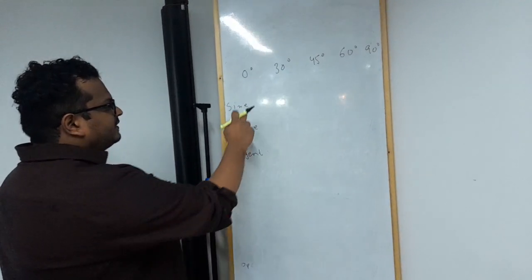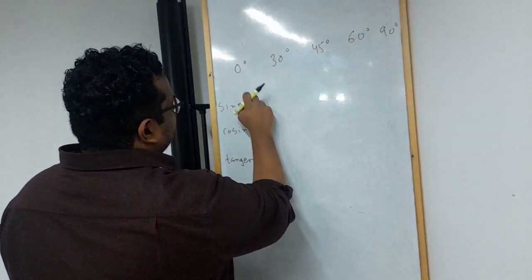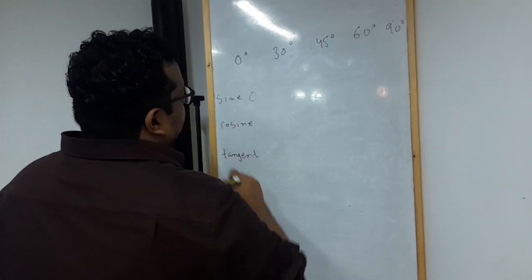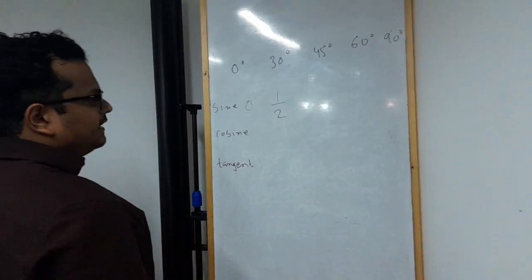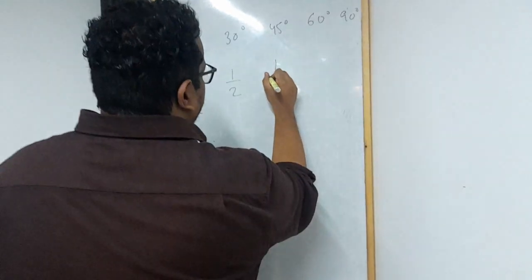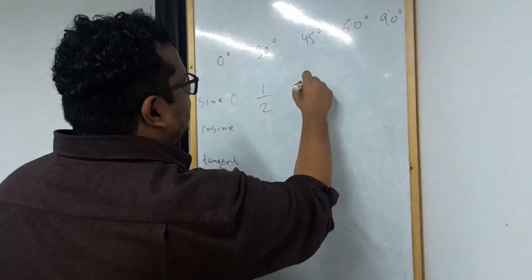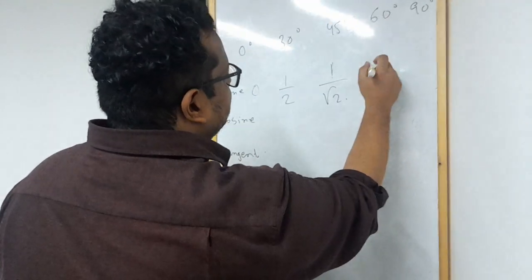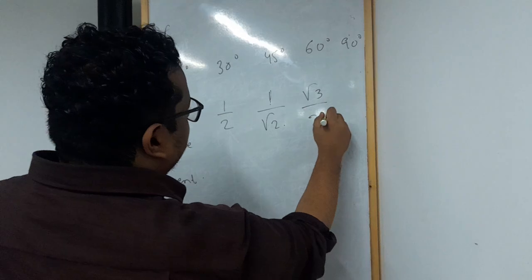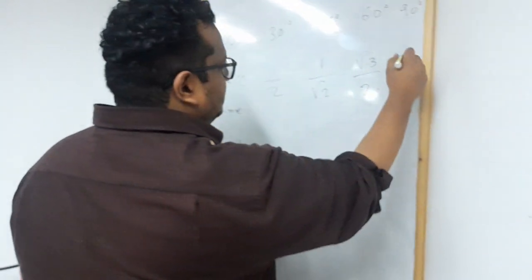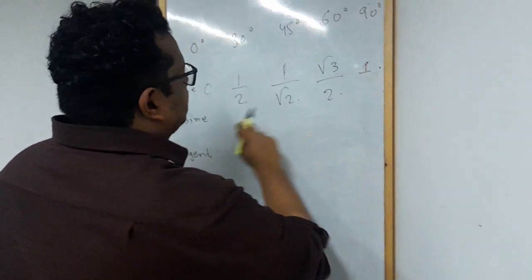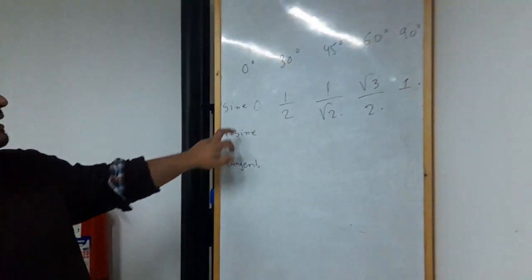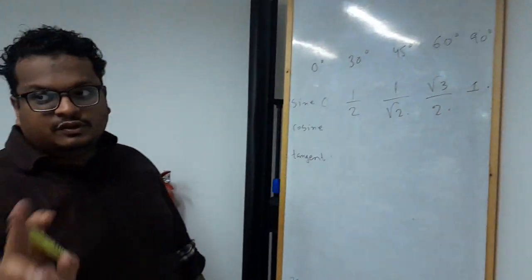So always remember for sine of 0 degree is 0, sine of 30 degree is half, sine of 45 is 1 by root 2, sine of 60 is root 3 by 2, and sine of 90 is 1. You just need to remember the sine values. If you remember the sine values, you can easily find cosine and tangent. I'll show you the trick.